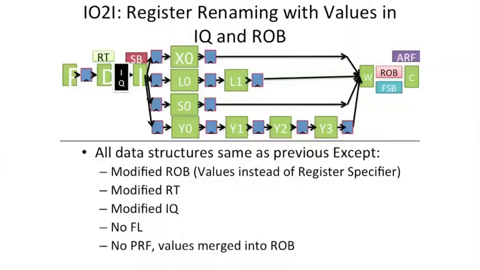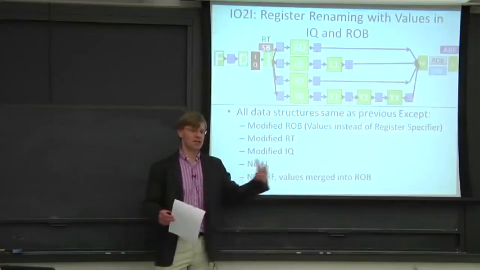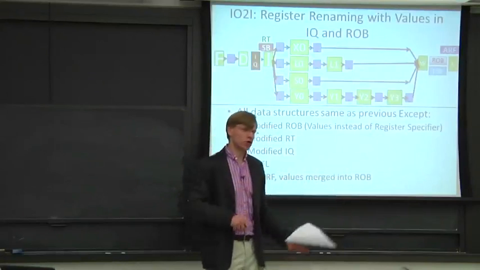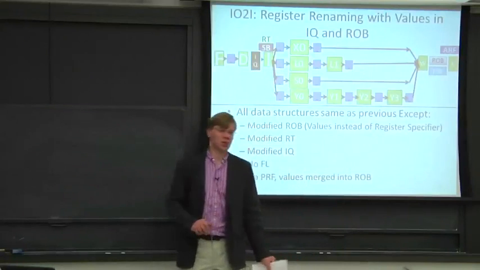Let's move on to our second scheme. If we go back to the earlier slide, we said that we can either store pointers in the instruction queue and have pointers in the reorder buffer, or we can just store the values. If you read the original reservation station paper by Tomasulo, he actually stores the values in the reservation station, or what we're calling an instruction queue, and the reorder buffer.